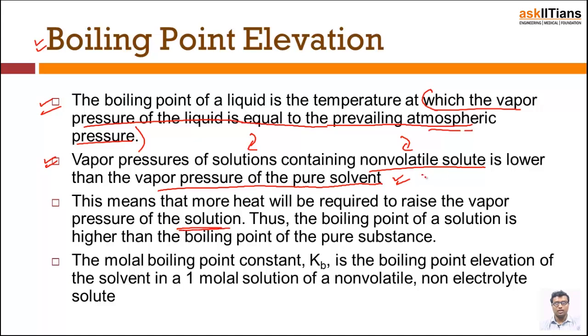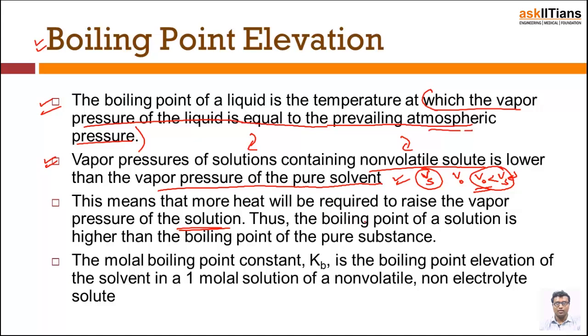Earlier the vapor pressure of the solvent is Vs, and because of adding a non-volatile solute, this will be lowered to V naught. Since V naught is less than Vs, you need more heat to raise the vapor pressure of the given solution. So the vapor pressure of the solution will be V naught, and V naught is less than Vs, which is the vapor pressure of the solvent.